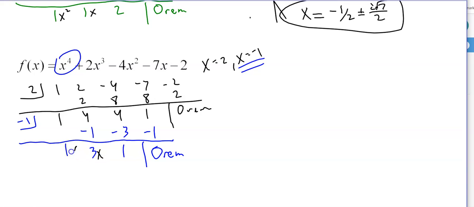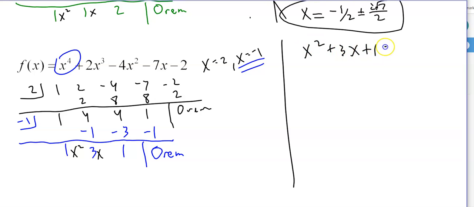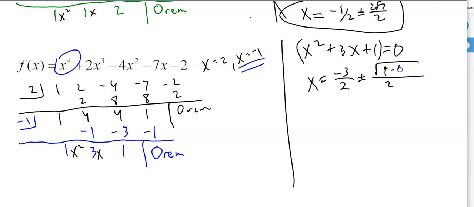This is x, and this is x squared. So if I write that out, that's going to be x squared plus 3x plus 1. Set it equal to 0. That's one of our factors. I don't think it factors, so do the quadratic formula. Opposite of 3 over 2 times 1 plus or minus the square root of b squared, which is 9, minus 4 times 1 times 1. So we get negative 3 halves plus or minus square root of 5 all over 2.